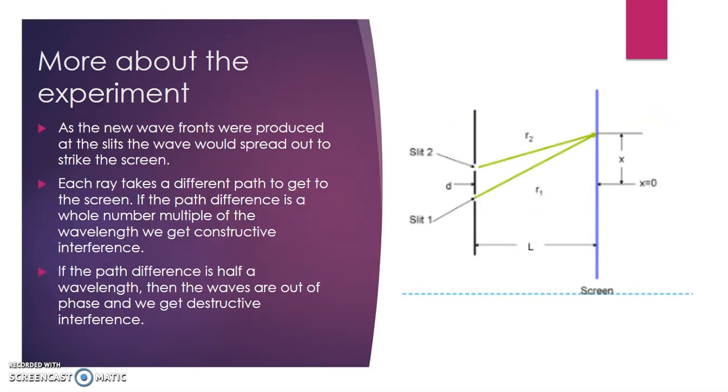As the new wave fronts were produced at the slits, the waves would spread out to strike the screen. Each ray takes a different path to get to the screen, so if the path difference is a whole number multiple of a wavelength, we get constructive interference. If the path difference is half a wavelength, then the waves are out of phase and we get destructive interference. So make sure you understand the difference between constructive and destructive interference based on those wavelengths as they're passing through those small slits.